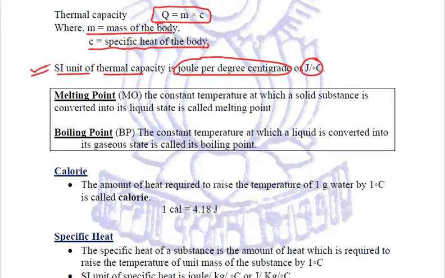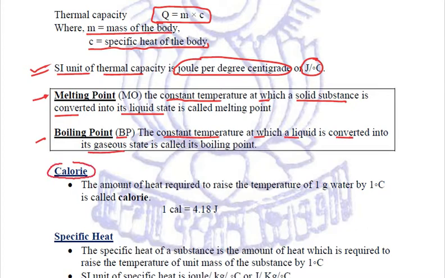Next, we know what melting points and boiling points are. Melting point is the constant temperature at which a solid substance is converted into its liquid state, whereas boiling point is the constant temperature at which a liquid is converted into its gaseous state. This we all know.